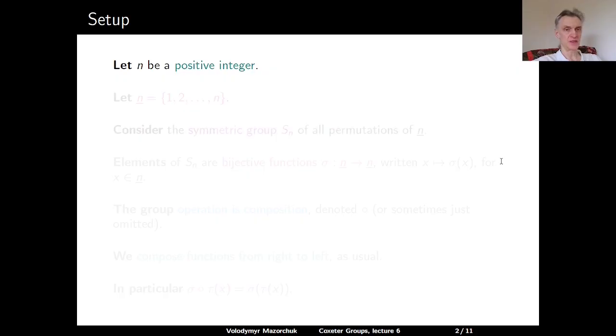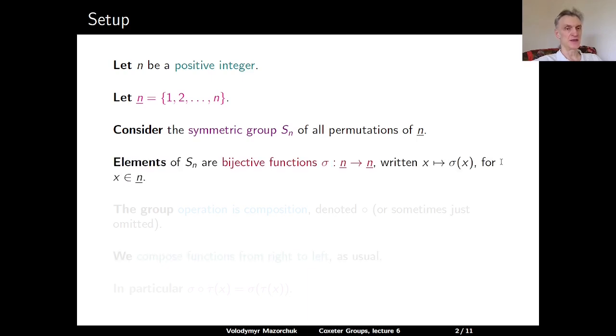Let n be a positive integer, and then we denote by n underlined the set consisting of all integers between 1 and n. So it consists of 1, 2, 3, and so on, all the way up to n. Consider the symmetric group Sn of all permutations of the set n underlined. The elements of Sn are bijective functions from n underlined to n underlined. So if we have such a bijective function sigma, we usually write that it maps an element x in n underlined to the element sigma of x.